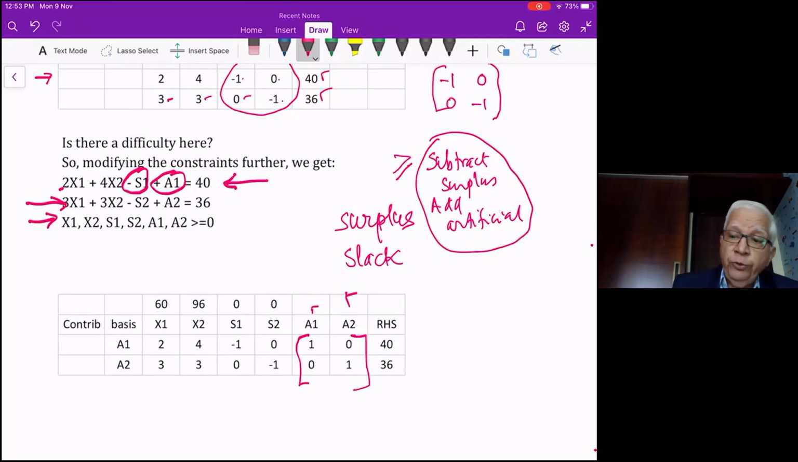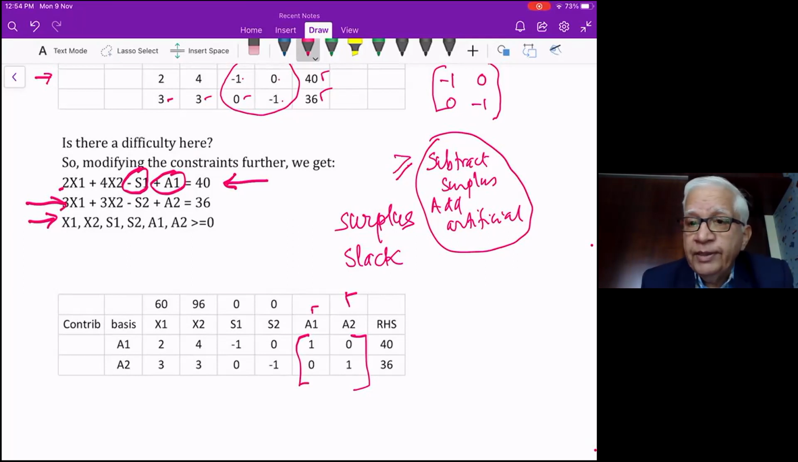But what about the contribution of A1 and A2? Let's come to the contribution of A1 and A2. See, we have reluctantly introduced A1 and A2. We actually were not interested in introducing A1 and A2 because we had a difficulty of identity matrix. We have reluctantly introduced A1 and A2. Okay, fine. Now, therefore, we do not want A1 and A2 to appear in the final solution. How to ensure that A1 and A2 do not appear in the final solution?